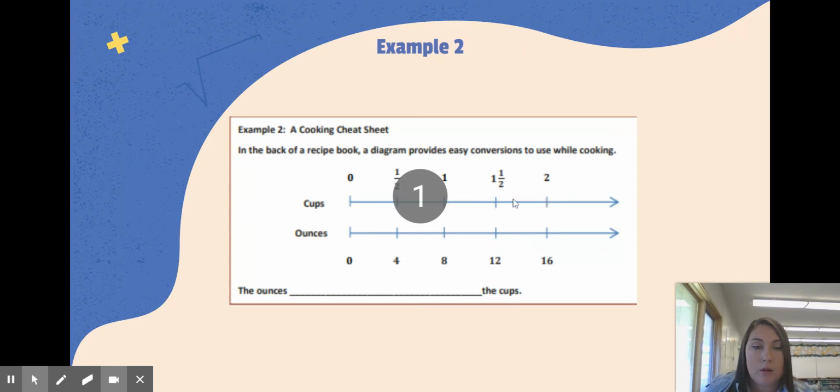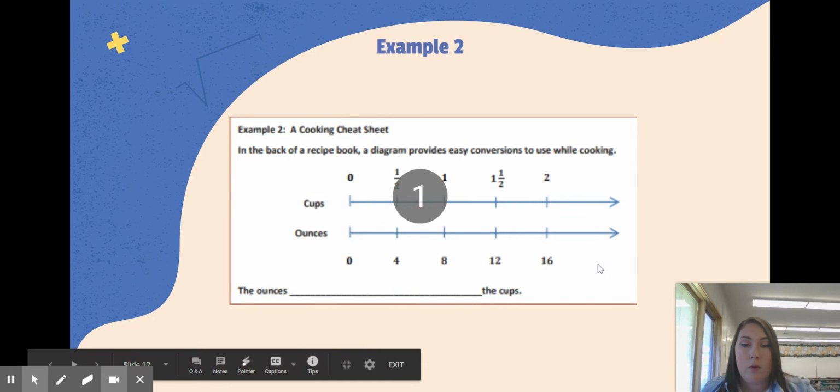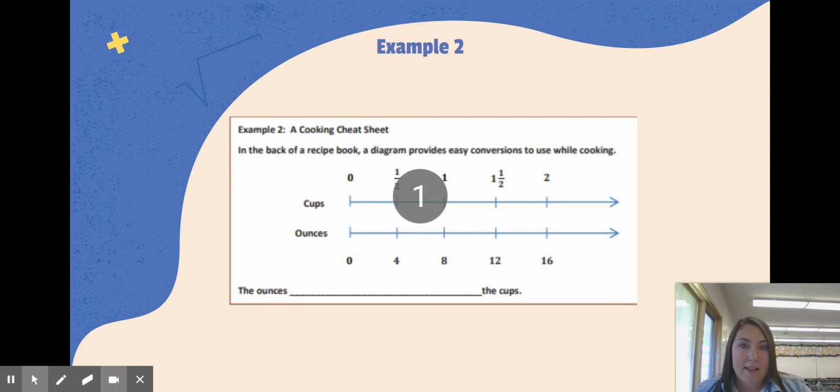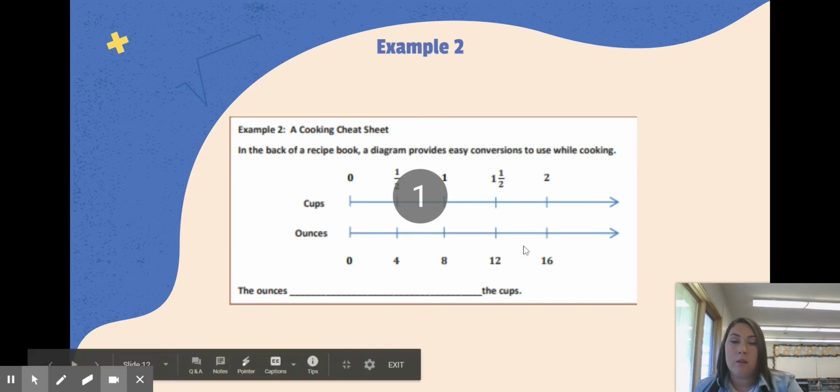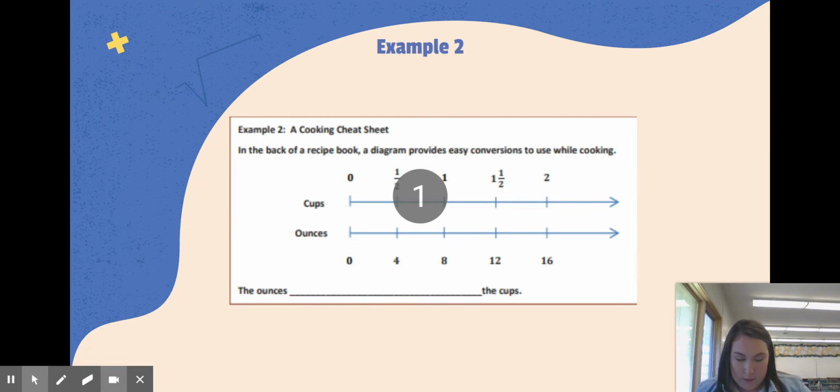It's even across. 2 and 16 can be reduced to 1 and 8. So I know that this is a proportional relationship that's telling me for every 1 cup of flour or 1 cup of sugar or 1 cup of whatever you're using while you're cooking, that equals 8 ounces. So really I need you guys to think further than this.